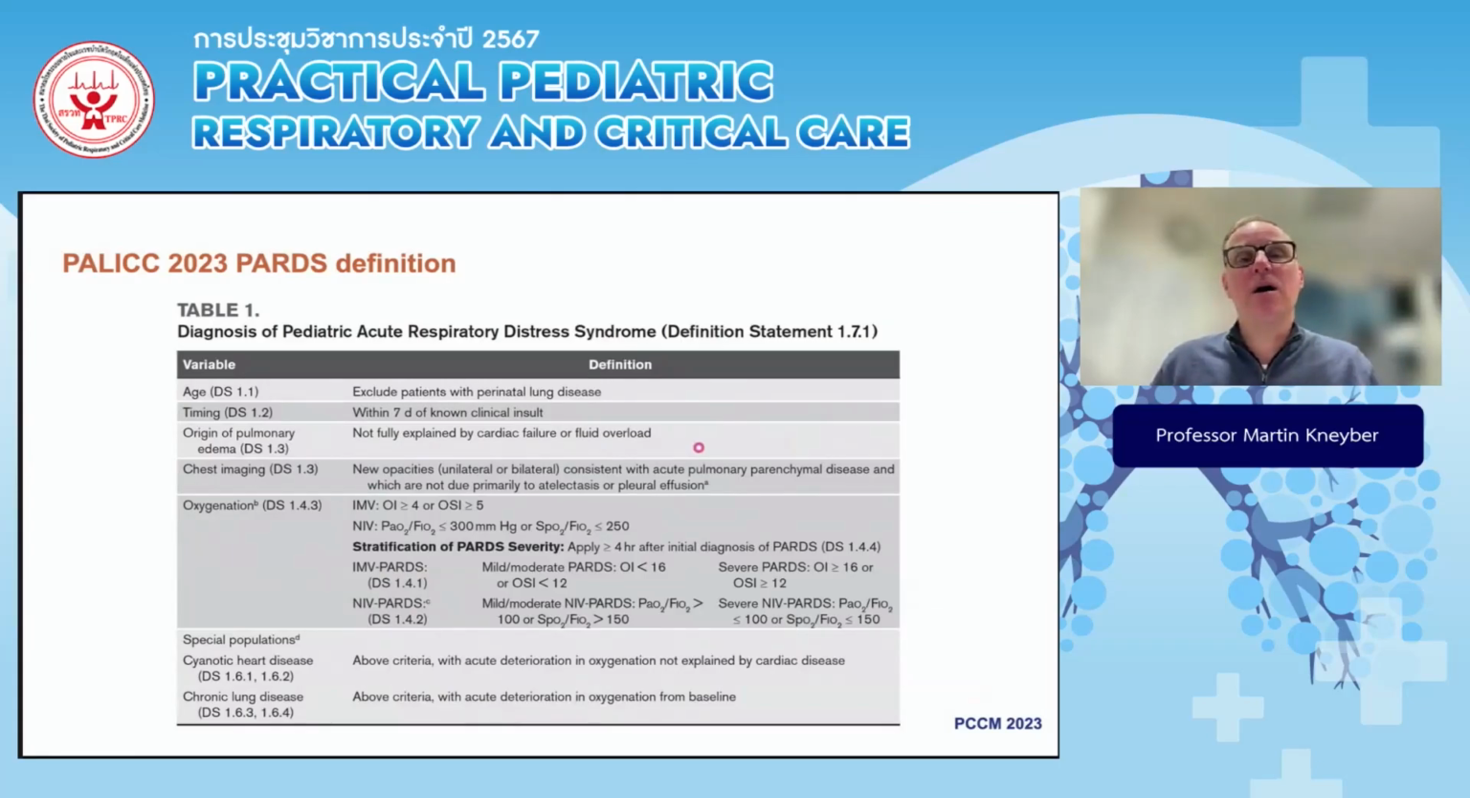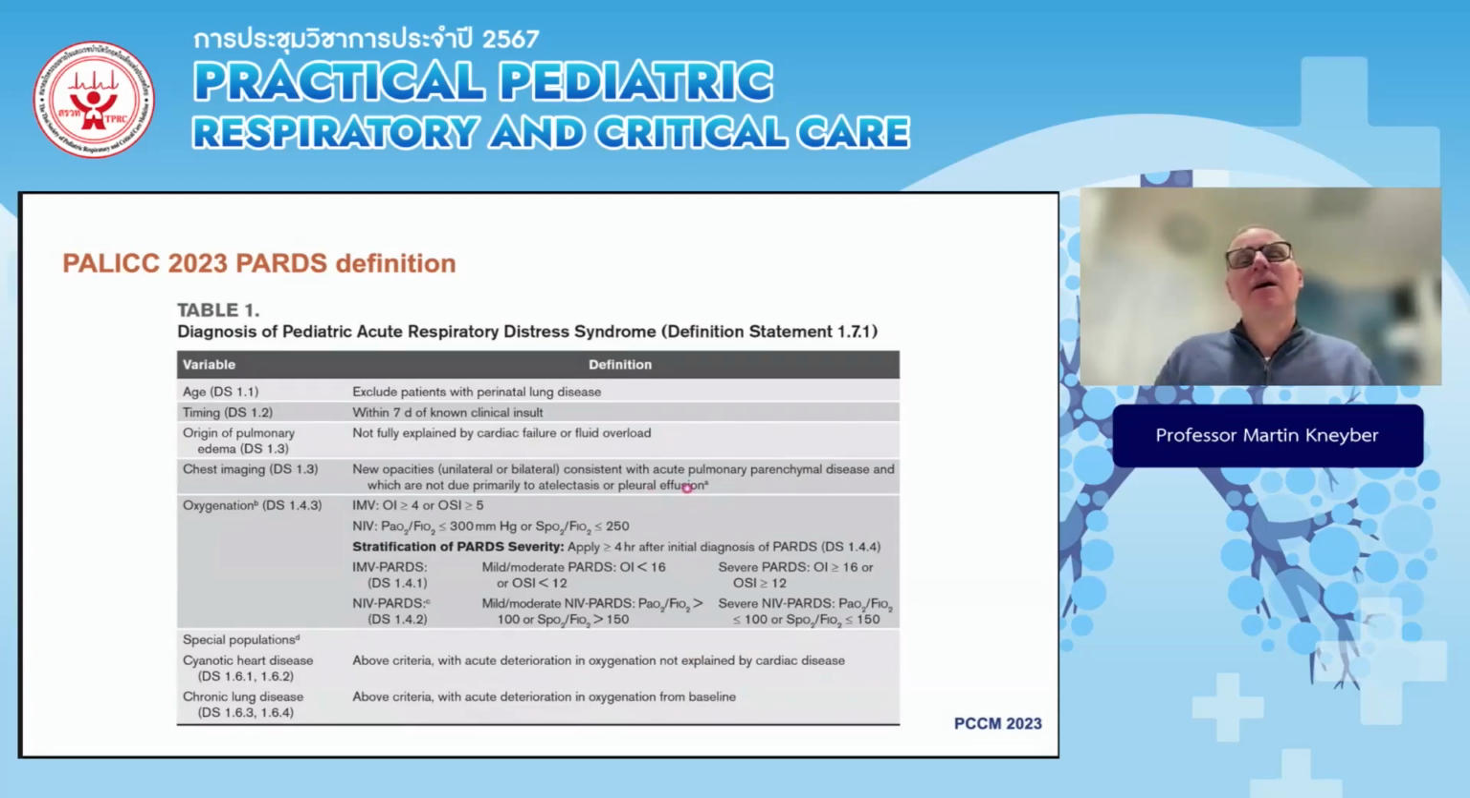But different from the adult definition is the chest imaging. In adults, it's mandated for the definition of ARDS to have bilateral consolidations on the chest radiograph, whereas for the pediatric definition, it is either unilateral or bilateral, because we know there is a very poor correlation between what you see on a chest radiograph versus what you would see on a CT scan of the lungs. Plus, the way we interpret the chest radiograph is, sorry to say, not as good as the radiologist does.